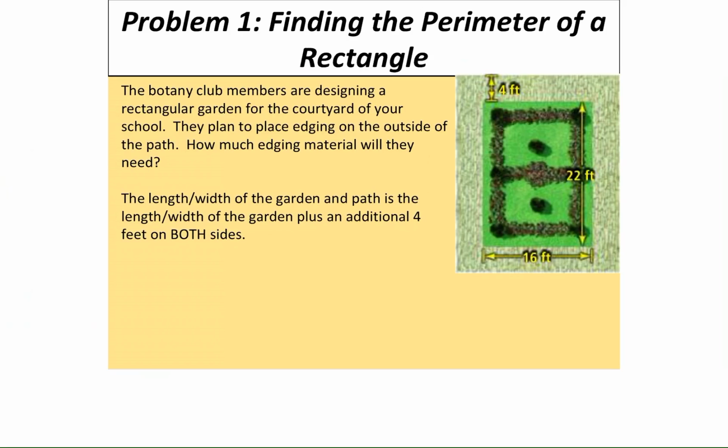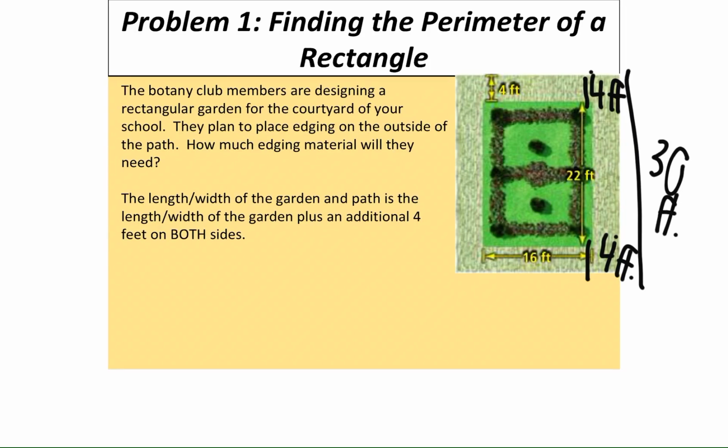So we are incorporating an extra 4 feet of edging material all along this garden. So the length of the garden is just 22 feet, but we're adding an additional 4 feet on either side. So the length of the whole thing now is 4 plus the 22 plus the 4 on the other side, so 30 feet. The width of the garden, same idea. You're adding an additional 4 feet on the left and the right side. So the width of everything, including the edging, would be 4 plus 16 plus 4, or 24 feet.